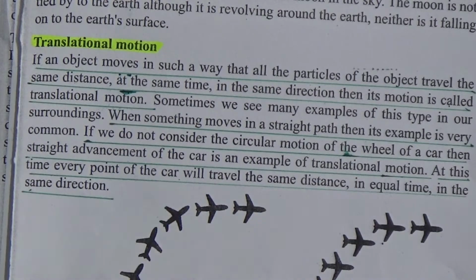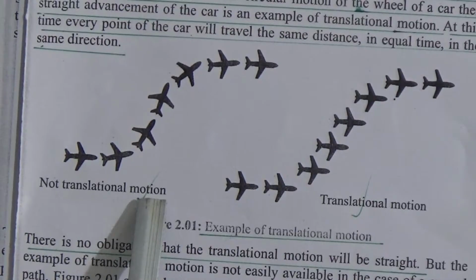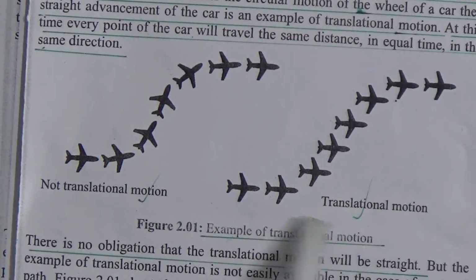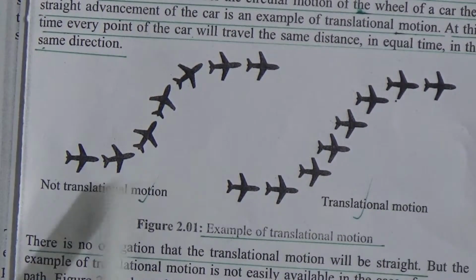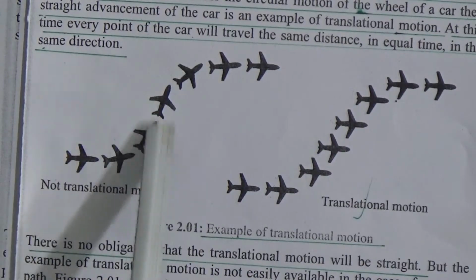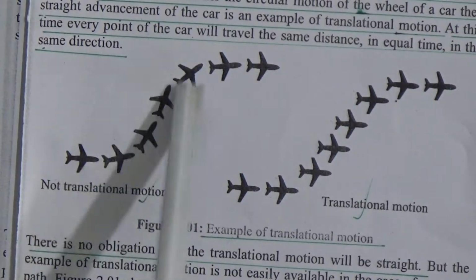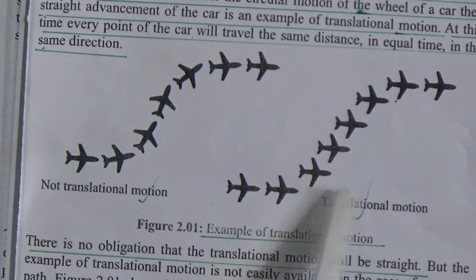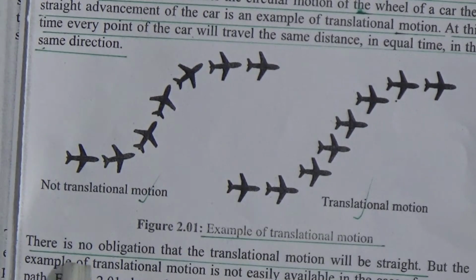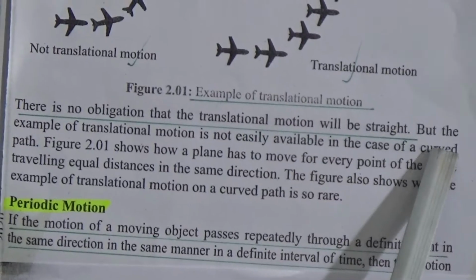Now look at the picture. This is the picture of non-translational motion and this is the picture of translational motion, because in this picture here the direction is not the same, but here the direction is the same. There is no obligation that the translational motion will be straight.